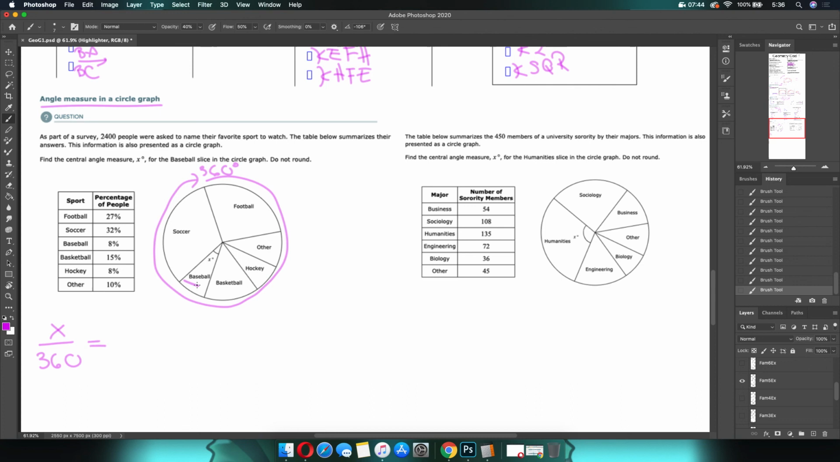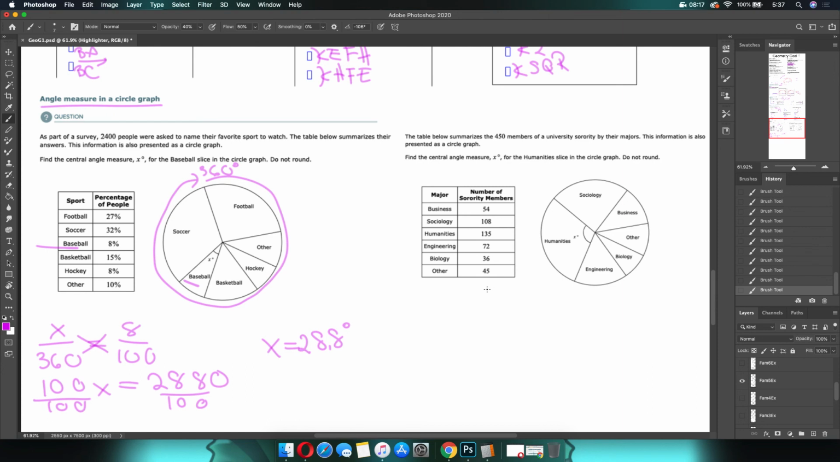And then what do we have? It's baseball. So what is baseball? 8% out of 100. Well, gosh and golly gee, that's a proportion. We know how to solve those. Cross multiply, so it's 100x equals 8 times 360, which is 2,880. Divide by 100, divide by 100. So x is going to be 28.8 degrees. And that sounds about right.